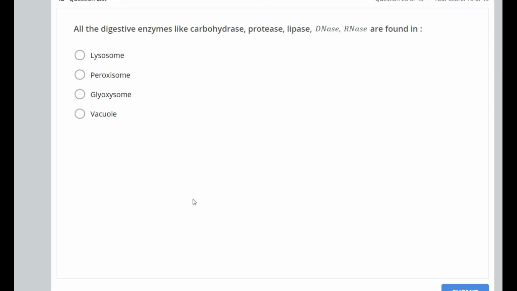All the digestive enzymes like carbohydrases, protease, lipase, DNase, RNase are found in lysosome, peroxisome, glyoxysome, vacuole.